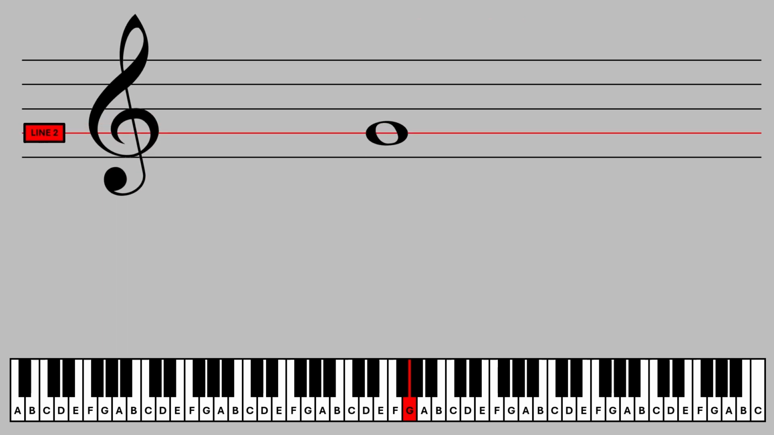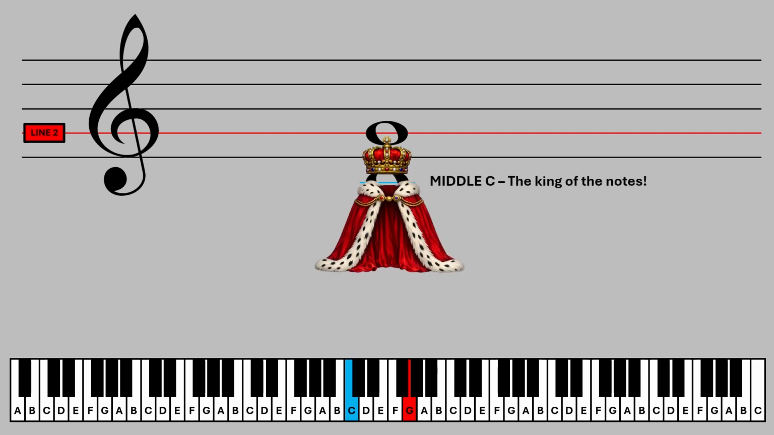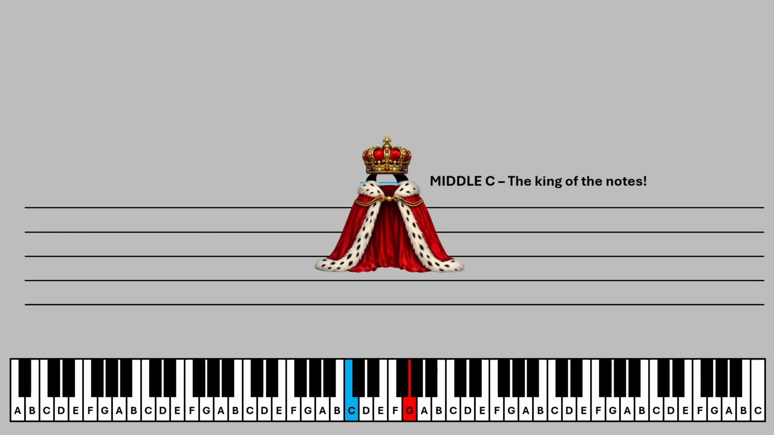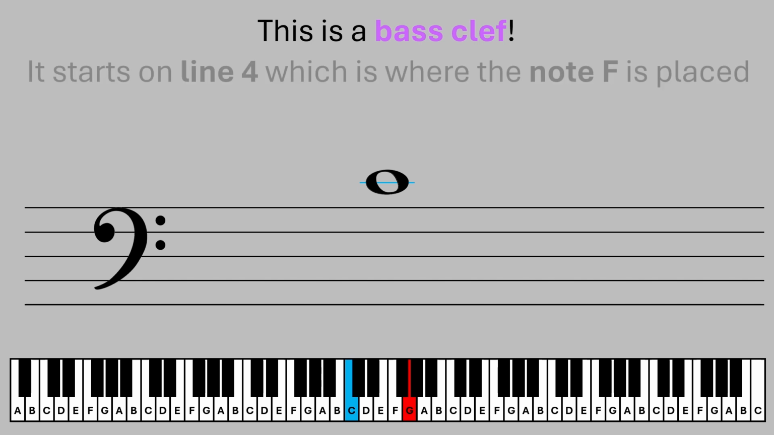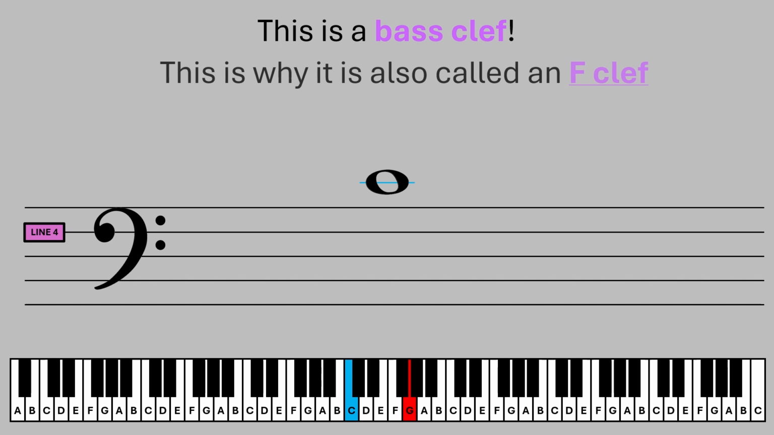As we know, middle C sits in the middle of the treble and bass clef staves, on its own line. Let's draw this now. This is a bass clef. It starts on line 4, which is where the note F is placed. This is why it is also called an F clef.